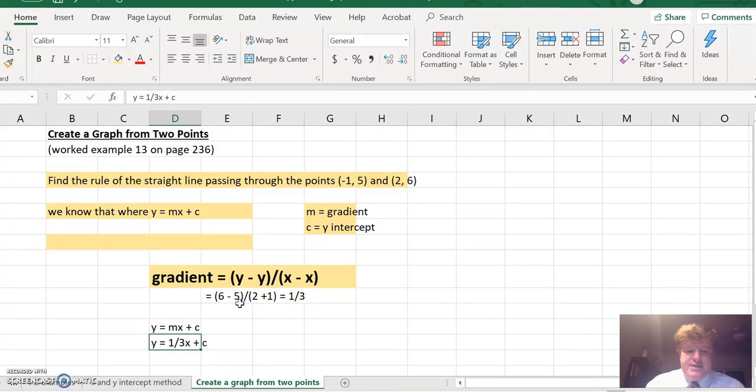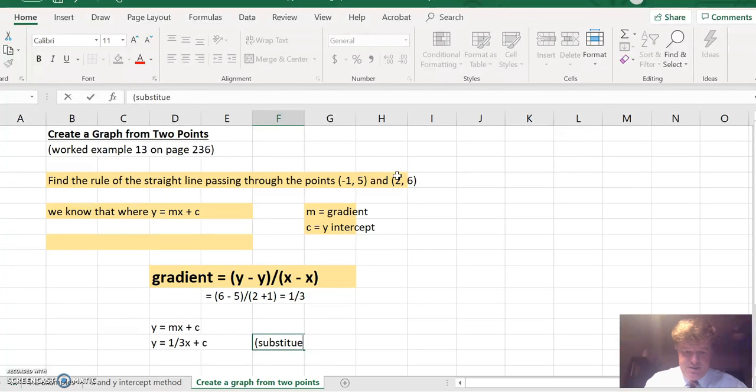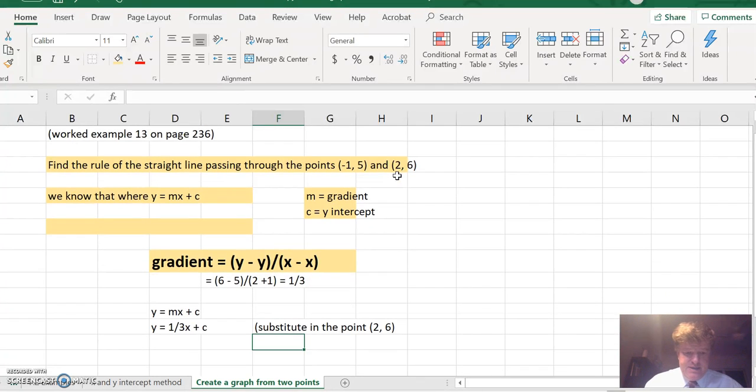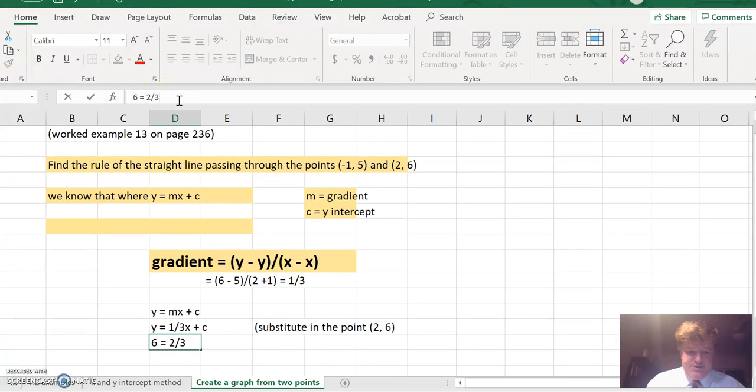Here's where we can just substitute in a point. We can choose either of these points. I'm going to choose 2 and 6, just because they look a little easier to me, since they're both positive numbers. So let's substitute in the point 2, 6. The x value is 2 and the y value is 6. So where we see the y, that's going to be 6. 6 equals 1/3 times 2. So 1/3 multiplied by 2 is actually going to be 2/3. So 6 equals 2/3 plus c.